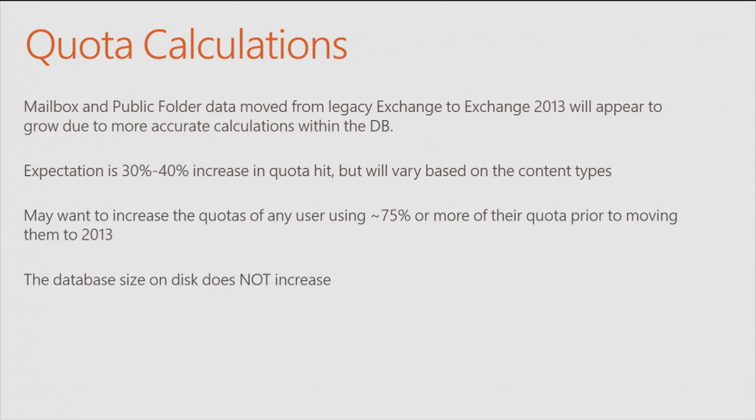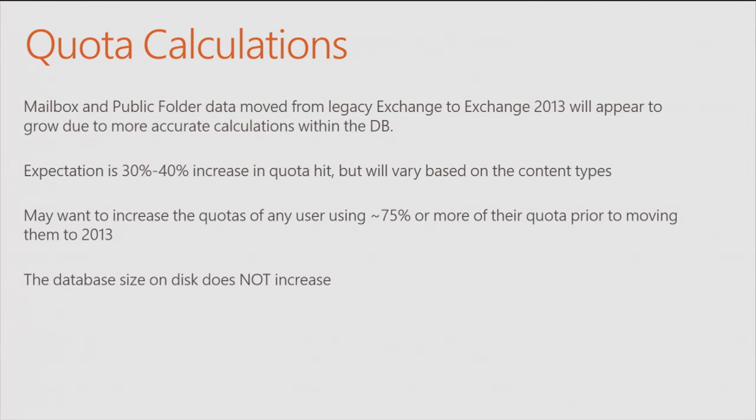You might find that the 30 to 40% actually plays true for you in your environment. You might find a user that is at, say, 70, 75% of quota used today. When you move them, there's a strong possibility they might suddenly be over 100%. And now they can't get mail or they can't send mail, depending on how you've defined your quotas inside the organization. So do a report before you do the migration.